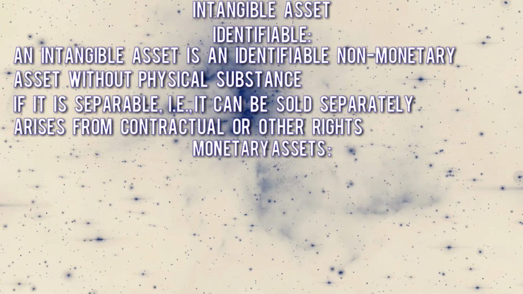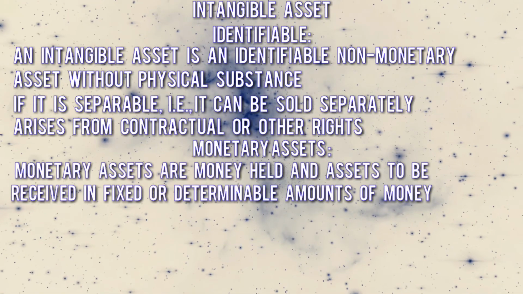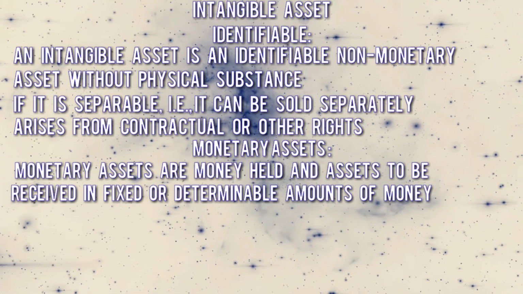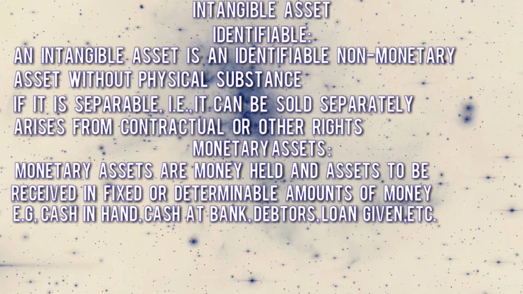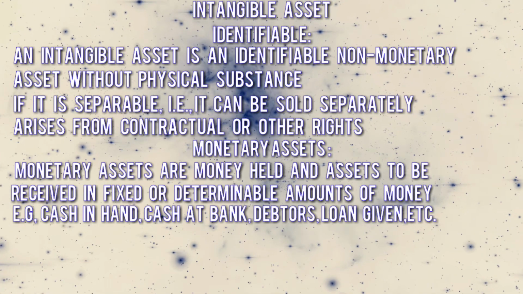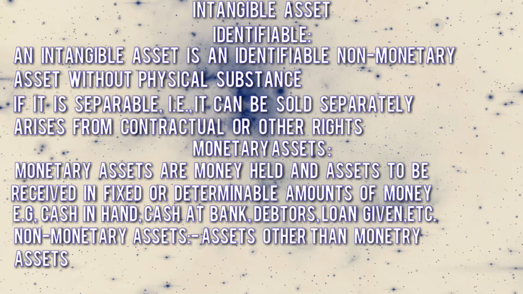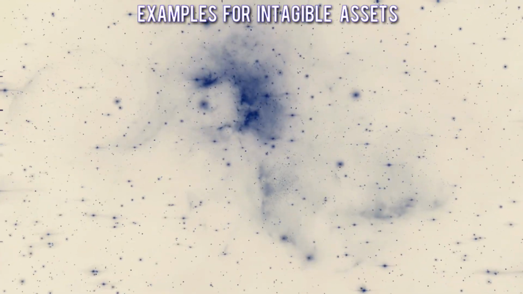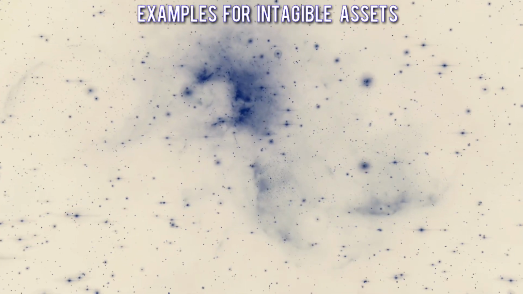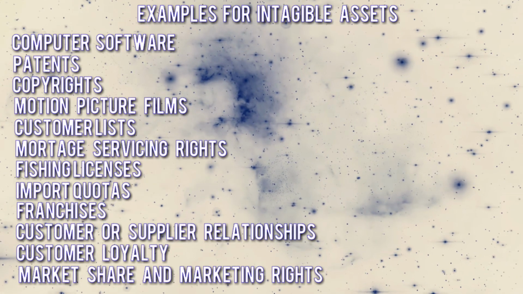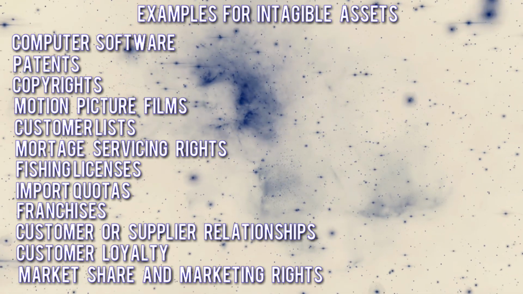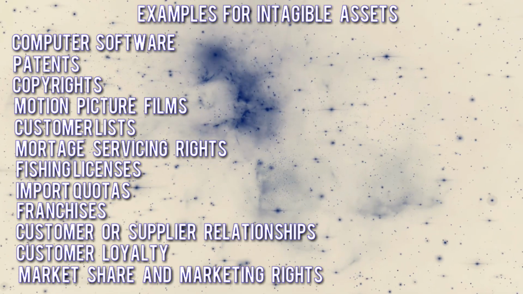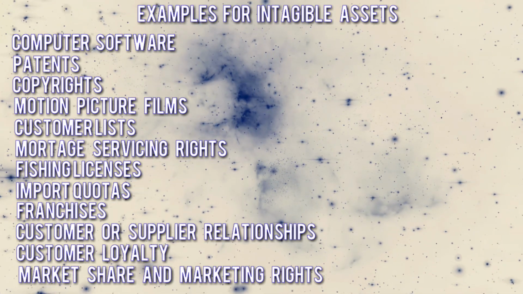Then what do you mean by non-monetary asset? First of all, you have to understand what monetary assets are. Monetary assets are money held and assets to be received in fixed or determinable amounts of money, for example, cash in hand, cash at bank, debtors, etc. So what are non-monetary assets? They are assets other than monetary assets. These are some examples of intangible assets: computer software, patents, copyrights, motion picture films, customer lists, mortgage servicing rights, fishing licenses, import quotas, franchise, customer or supplier relationship, customer loyalty, market share, and market rights.